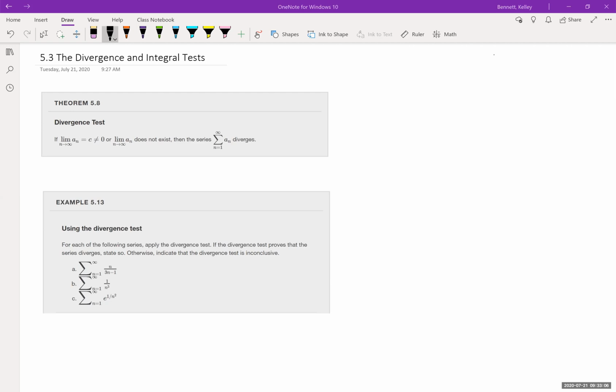So it's just the idea that if you have a series, then if the terms inside, a sub n, don't go to 0, then it's not possible for this thing to converge. So think about it. If you keep adding up number after number after number, and those numbers don't get small, then of course this thing's going to blow up to infinity or possibly oscillate.